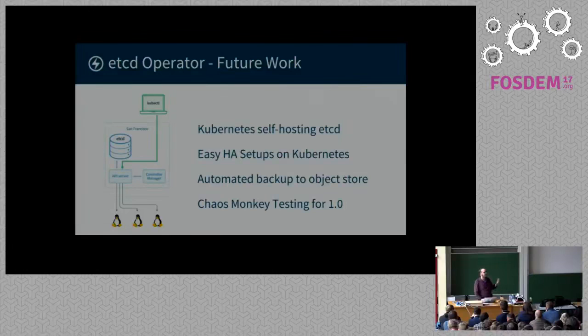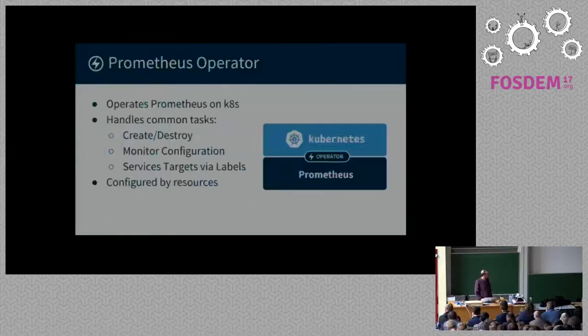One of the other things the team's working on as we move towards a 1.0 version of the etcd operator is chaos monkey testing to really stress the edges of the management of this operator and make sure that it can actually perform the functions of a human administrator in repairing and recovering from edge cases of failure scenarios that can happen in etcd clusters.